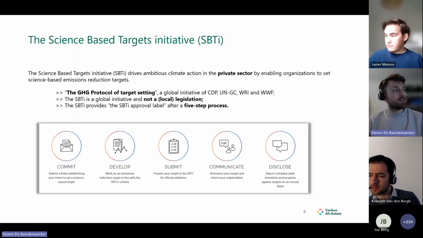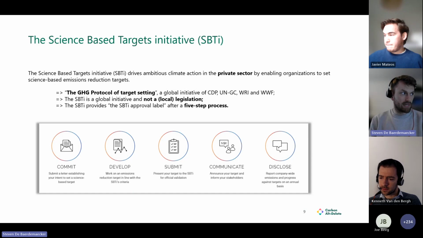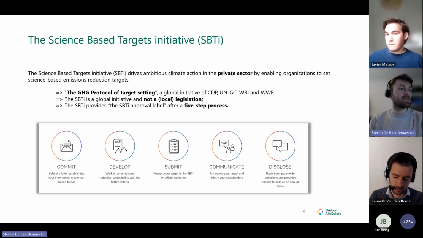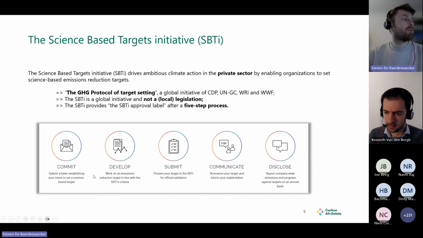The Science-Based Target Initiative provides a 5-step process to which you come with your SBTi approval label for the targets you have set. You have the commitment. So first you start as an organization committing that you want to set a target, then you develop your target and you need to submit it the latest 2 years after your commitment. Then of course you need to communicate. You have some degrees of freedom how to communicate, and then of course logically you need to disclose on your progress of your targets. Today the majority of our attention will go to the second step, to the development step. Today we won't be really going into detail in the other four, let's say, more administrative steps.